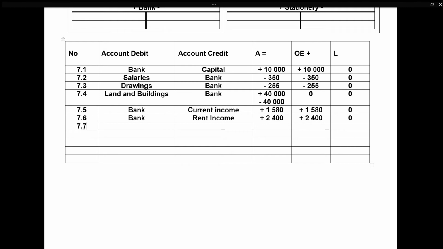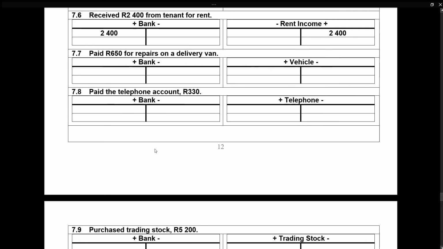Let's have a look at 7.7. So paid 650 Rand for repairs on a delivery van. Right, so we have done repairs. Sorry, I see I made a mistake here previously. It should be repairs. Right, so we are paying money, and therefore our bank account will decrease. So the amount was 650 Rand, bank will be credited. Repairs being an expense account will be debited, 650 Rand. Every credit's got a debit.